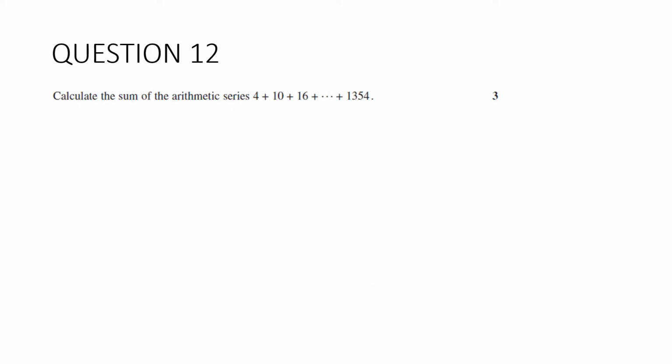Question 12, calculate the sum of the arithmetic series 4 plus 10 plus 16 plus ... plus 1,354. Now the trouble with this series is we don't know how many terms there are, so we're going to have to work that out first. But we do know that a, the first term, is 4, and d, the common difference, is 10 take away 4, which is 6. So let's substitute into our formula for the nth term, a plus n minus 1 d.